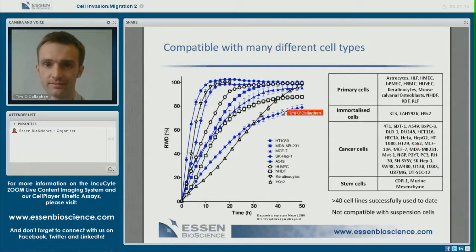On the left-hand side, we've got a plot of multiple migration time courses for cancer cell types in blue and also non-cancer cell types in the open symbols. We can see here that the HT1080 fibrosarcoma cell line is very quick to repopulate the wound, and full wound closure is observed after around 12 hours. This is a markedly different profile from the rat myoblasts H9C2 cell line, which doesn't fully repopulate the wound until around 50 hours.